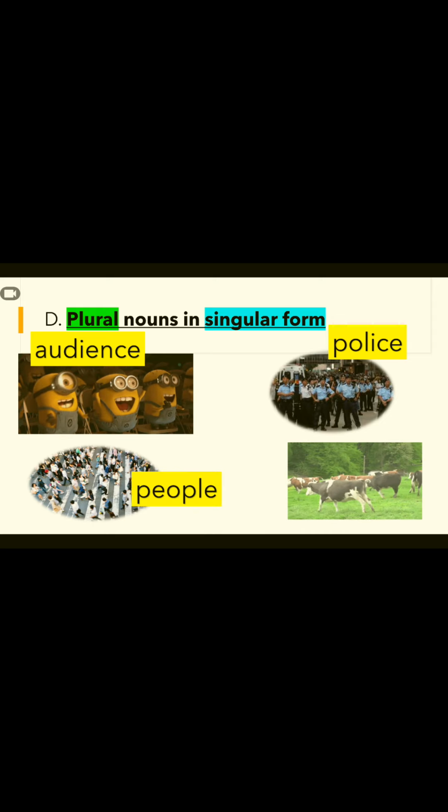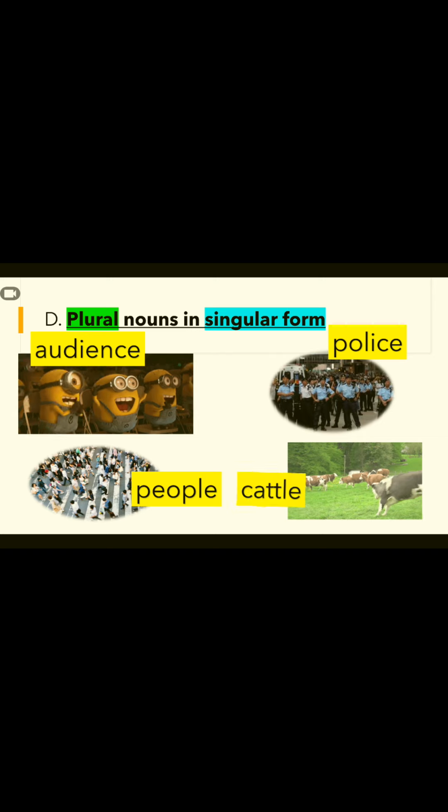That's right. The first one's police. It is singular in the form. We don't have any S, but then it's actually a plural noun. Audience. This one, people. And how about the last one? It's cattle. So let's fill these words on your worksheet.